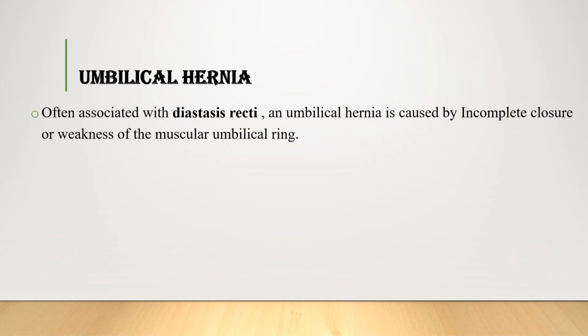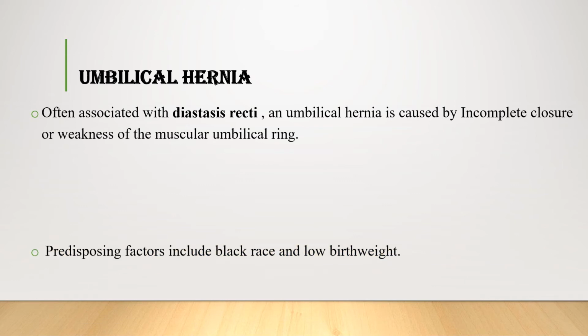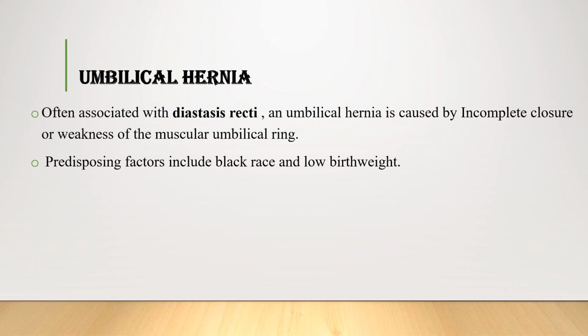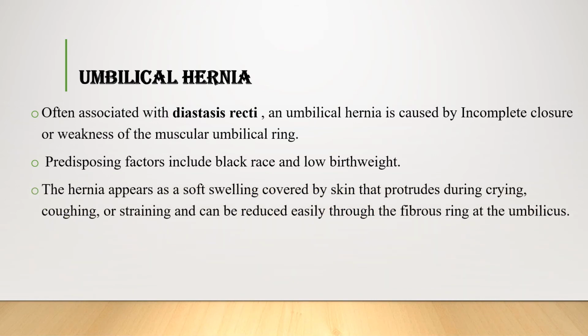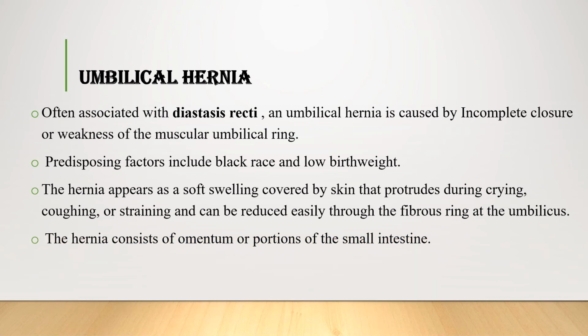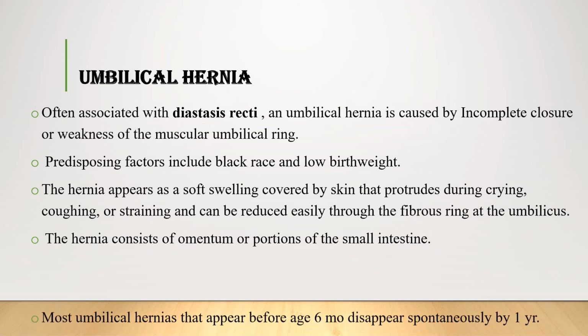This often is associated with diastasis recti, or umbilical hernia caused by incomplete closure or weakness of the muscular umbilical ring. Predisposing factors include black race and low birth weight. The hernia appears as a soft swelling covered by skin that protrudes during crying, coughing, straining, and it can be reduced easily through the fibrous ring at the umbilicus. The hernia consists of omentum or a portion of the small intestine.